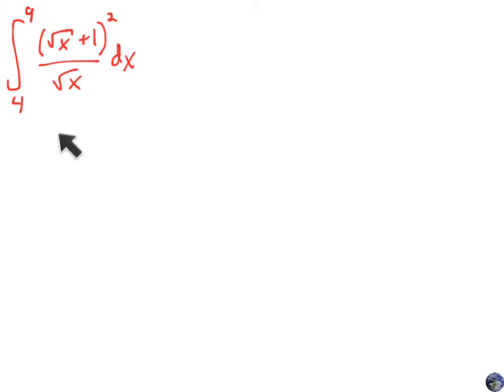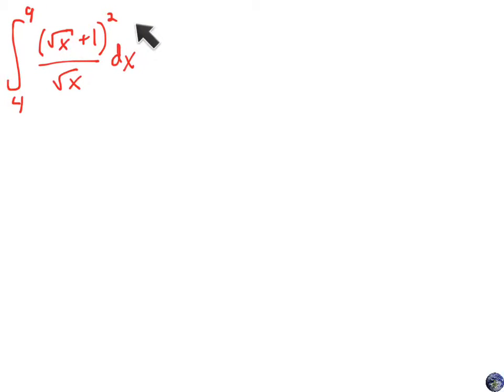Alright, let's go ahead and take a problem here, and I'm actually going to solve this problem in two different ways. So the first way is an okay way, but it's not actually the point I'm trying to make. So we've got the integral from 4 to 9 of the square root of x plus 1, that entire quantity squared, only the x is underneath the radical, and then all of that divided by the square root of x, dx. So one approach we could do for this is to say, hey, this problem's not so bad.